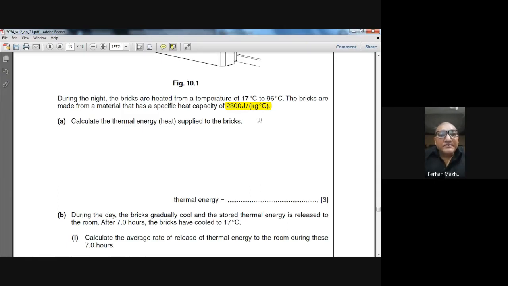The heat is equal to mc delta theta, where m stands for the total mass of the bricks, c stands for the specific heat capacity of the bricks, and delta theta means change in the temperature. The initial temperature is 17, the final temperature is 96, so 96 minus 17 will give you the change in the temperature. The c value is 2300 joules per kg per degree centigrade. And the mass of the bricks will be, there are 16 bricks and each brick is of 7.5 kg, so you multiply 16 with 7.5. I've done this on paper. It's a 3-mark numerical.